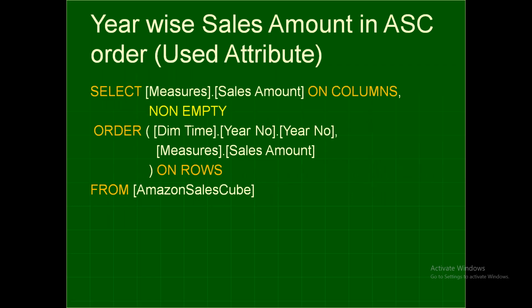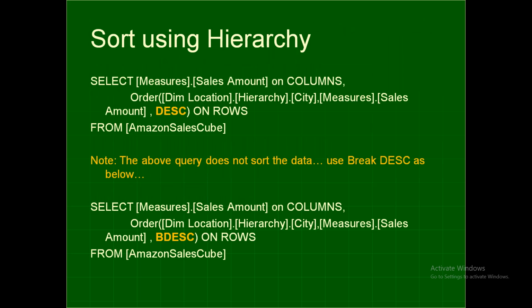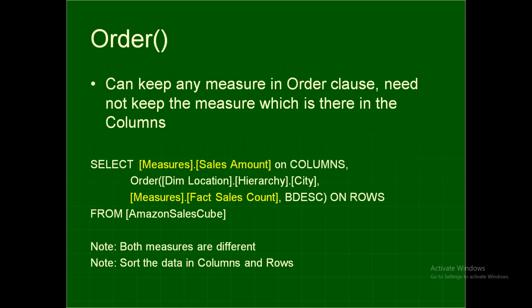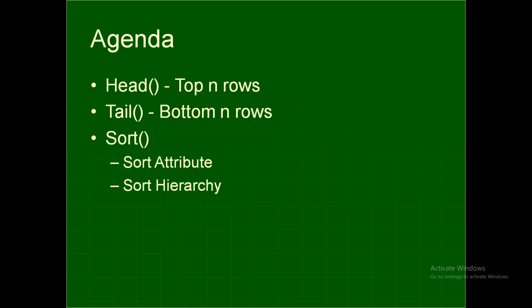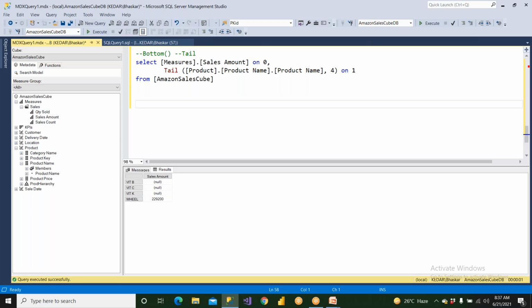So many people will try to understand this. It is a very, very important thing. Sort using hierarchy, that's what we discussed, right? Now I want to apply sort, and I would like to show you the data. Now top five products based on the highest sales amount. So this is a compulsory interview question. What is the query that you are going to write?